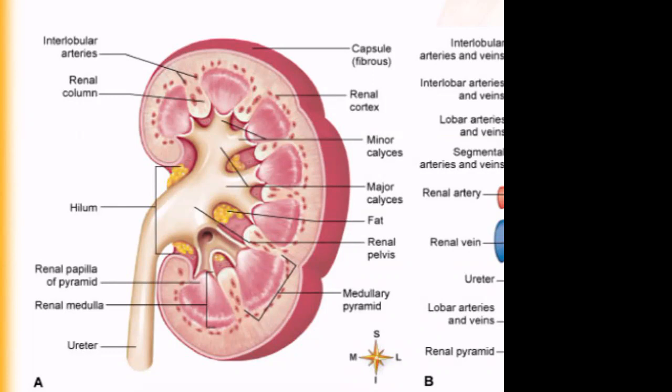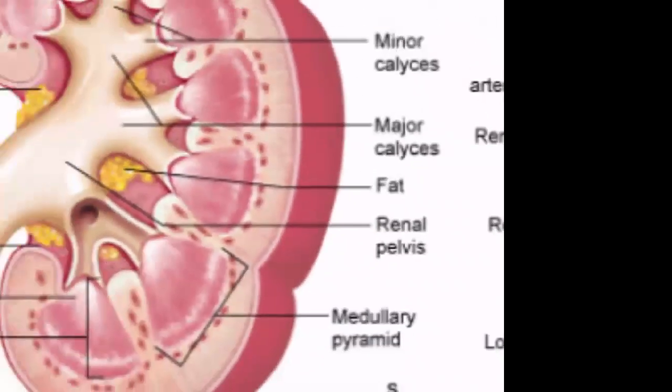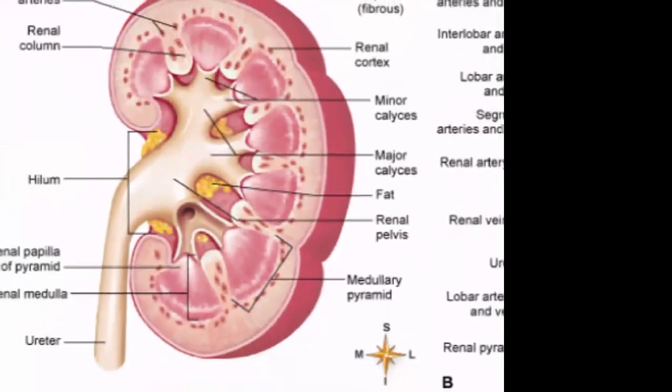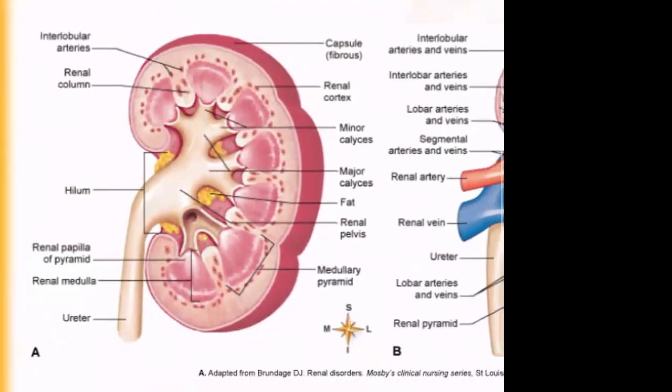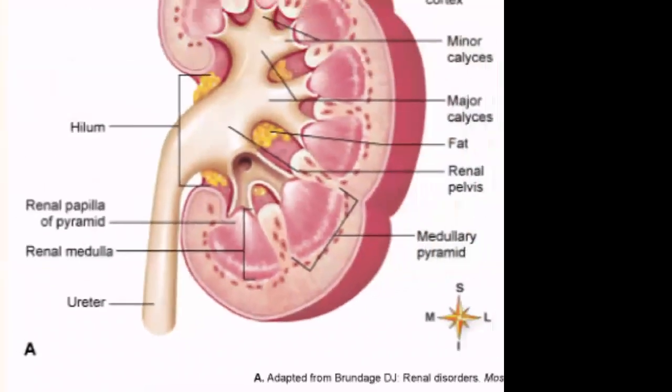And these are small calyces, we call those minor calyces. A couple of the minor calyces will drain into a larger area called a major calyx, which will then drain into the renal pelvis. Renal pelvis, that's the funnel-shaped area, which then is going to become part of the ureter.